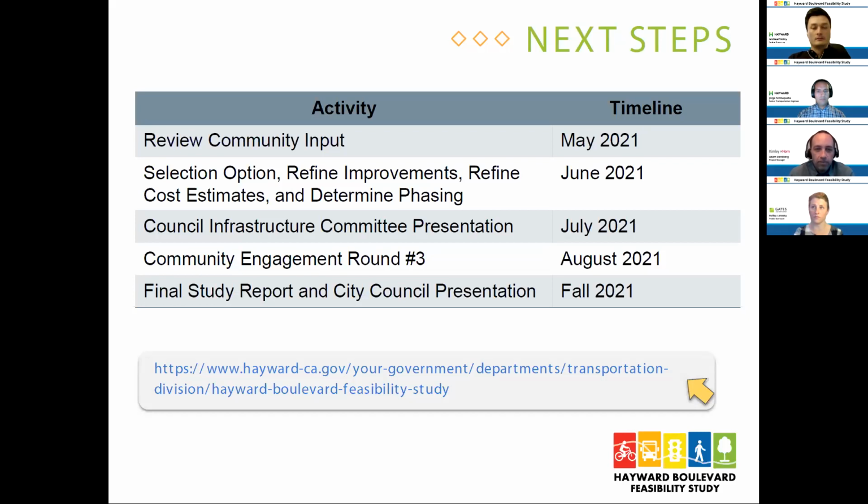So then based on that input, we'll select preferred options. We'll further refine the improvements. We'll refine our cost estimates, figure out what we'll build first in what order. And then we'll go back to the Council Infrastructure Committee with an update in a few months.